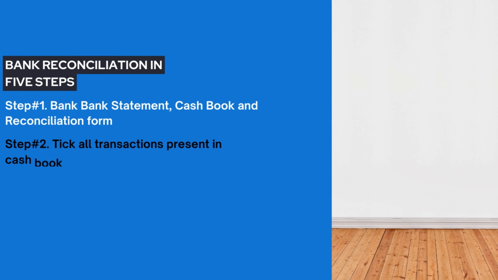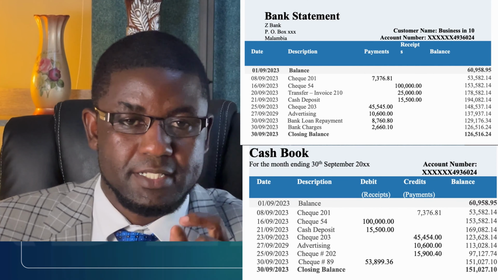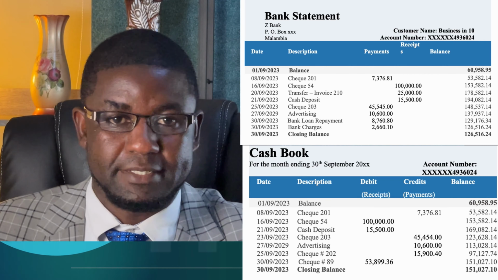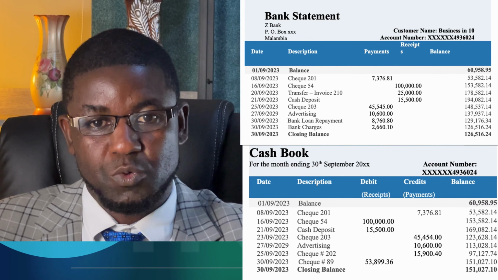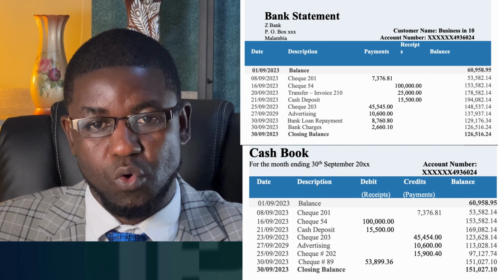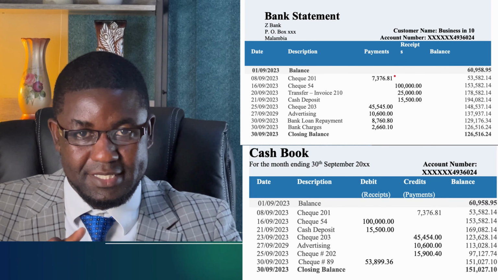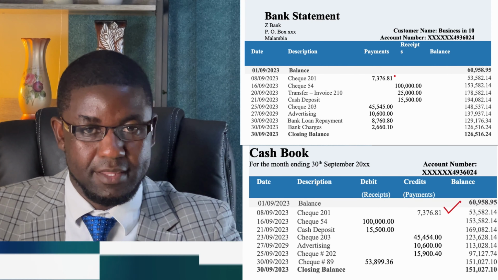Step number 2, tick all the transactions present in the cash book and bank statement. This helps ensure that the records in your cash book align with the transactions recorded in the bank statement. And it's an essential part of the reconciliation process to identify any discrepancies or errors. Let us start ticking. On 8 September, we have 7,376.81, and we have the same transaction in the cash book. So we are going to tick that transaction in the cash book and in the bank statement.